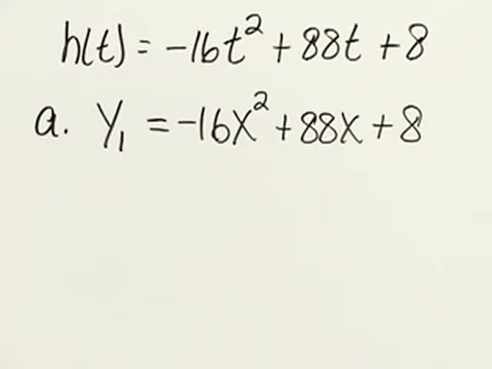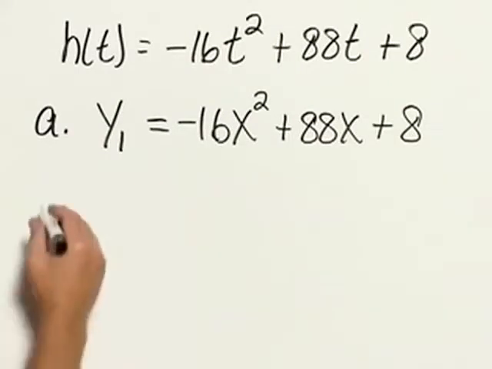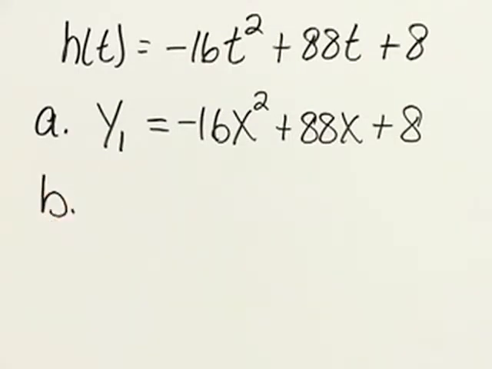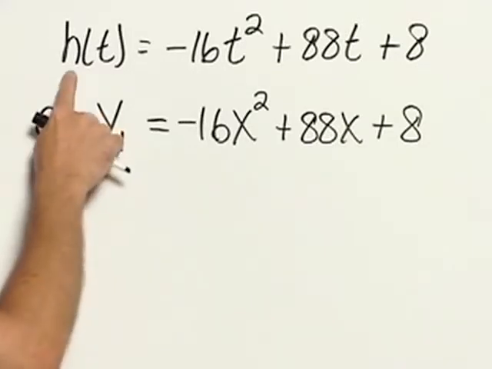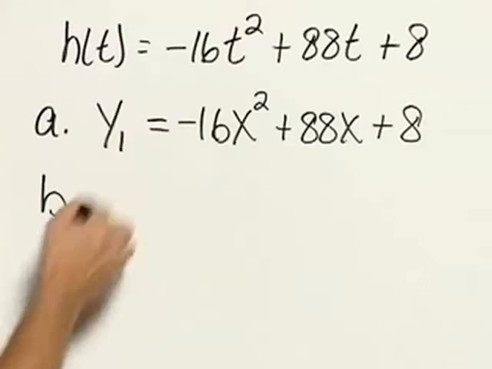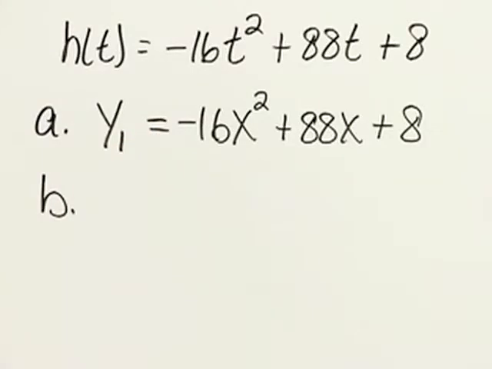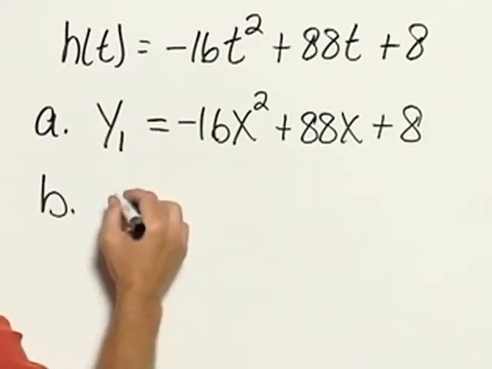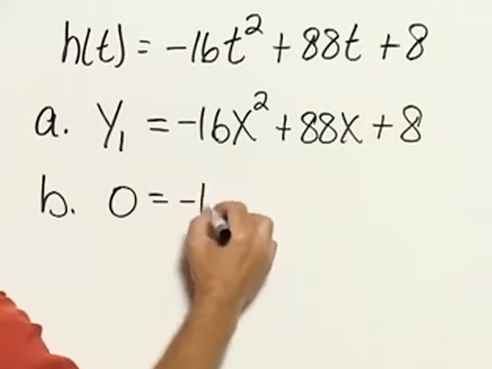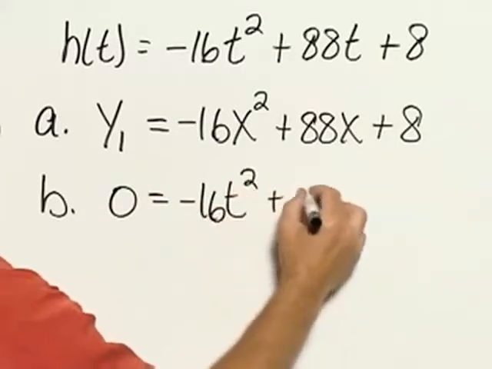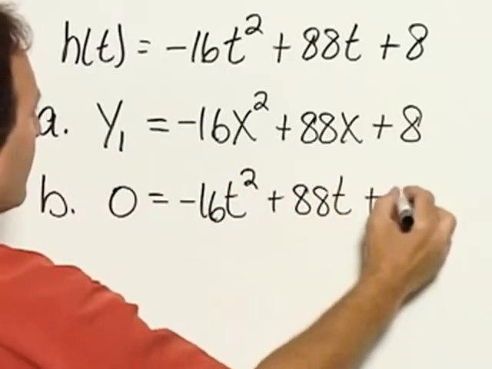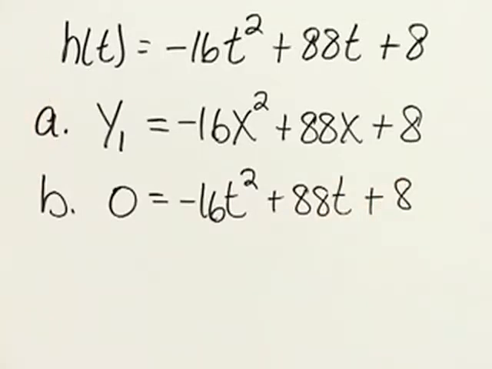B, we want to know when does the stone strike the ground. And that means that we would solve the equation replacing the height with 0, because that's when the stone would hit the ground, when the height is 0. So we would have 0 = -16t² + 88t + 8. We're going to have to use the quadratic formula to solve this.